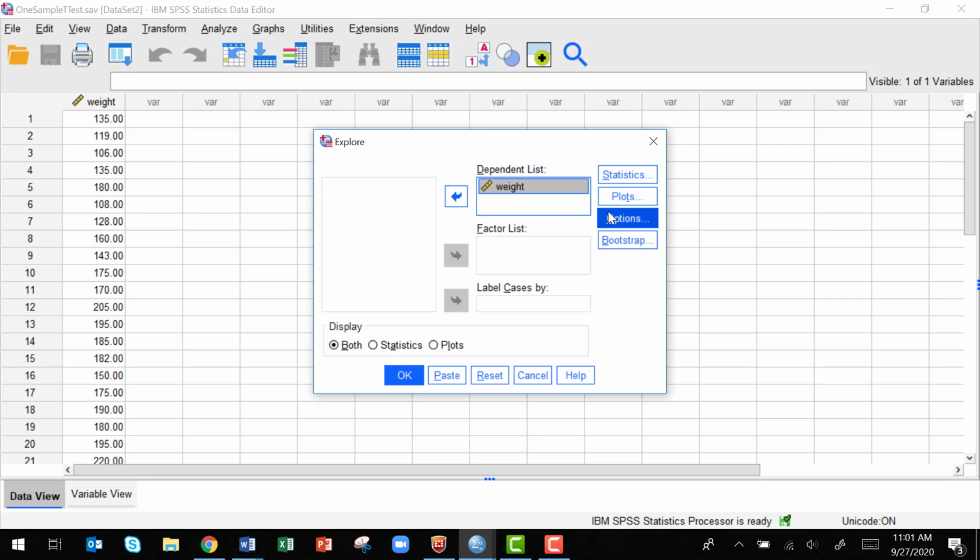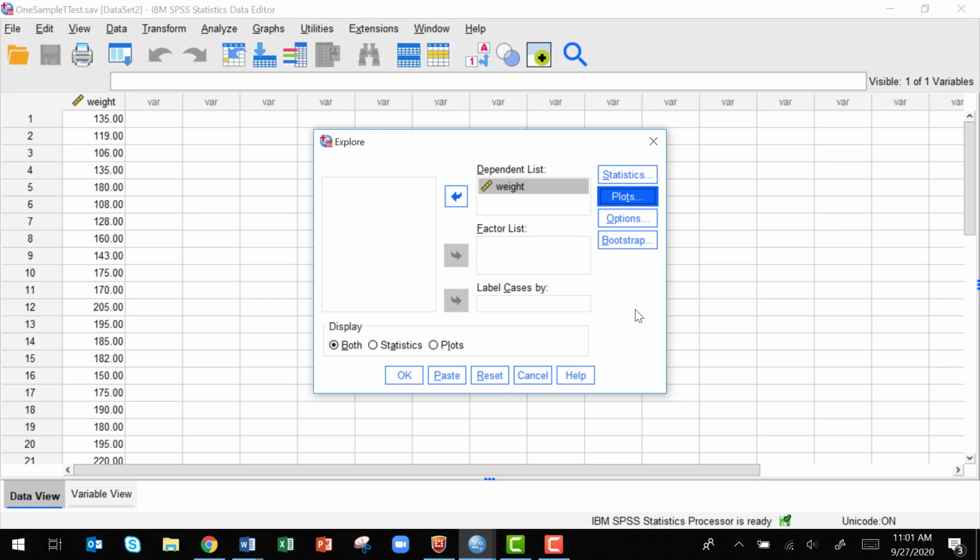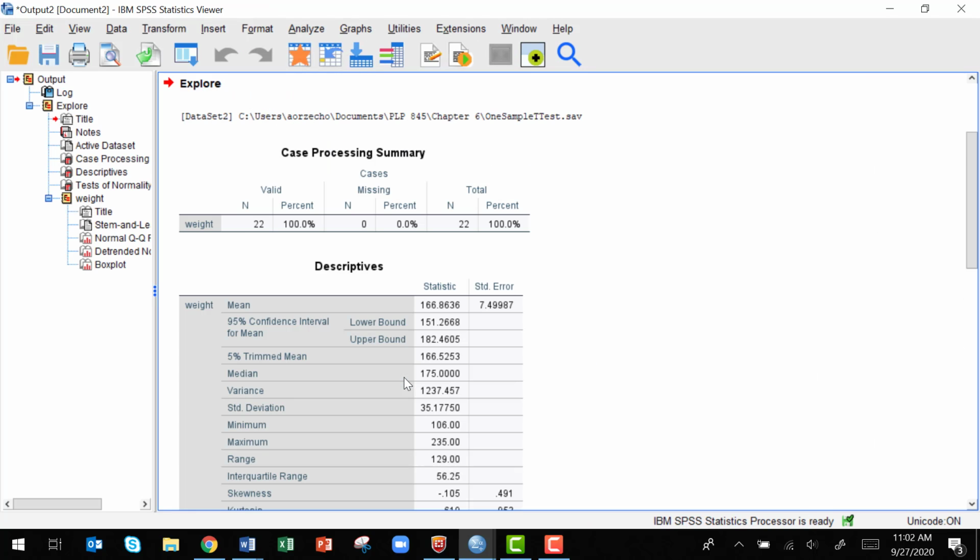So we want to check for normality, so I need to click on the Plots box, and that opens up. So I want to do normality plots with tests. So once I do that, I click Continue. So I can choose on my display here both statistics or plots. I would like to have both, and I'm going to click OK. And once I do that, I have my analysis back.